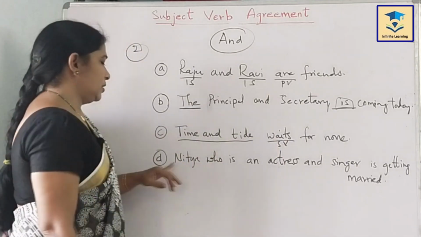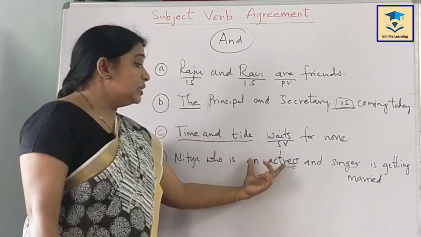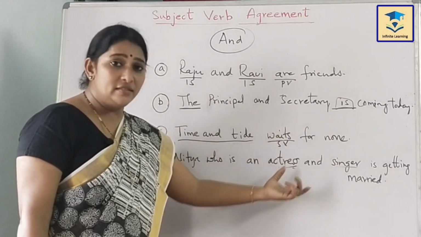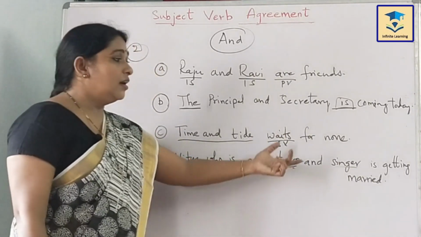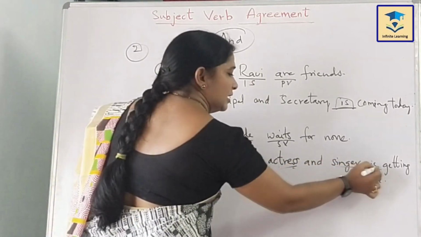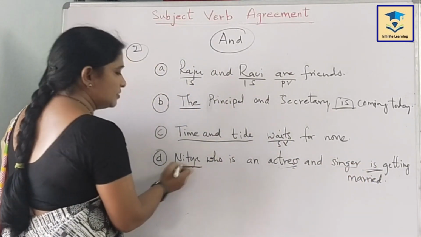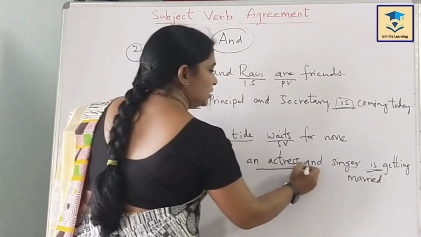See the fourth one. Nitya, who is an actress and singer, is getting married. Nitya, who is an actress, dancer and singer, is getting married. Whatever you add here, you will get a singular verb because Nitya is singular here. But these are all telling about Nitya only.